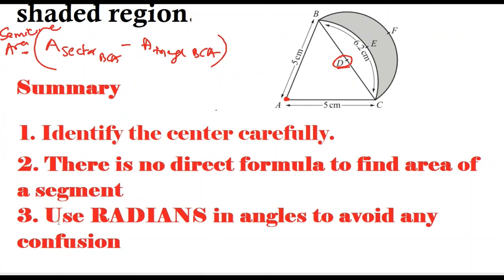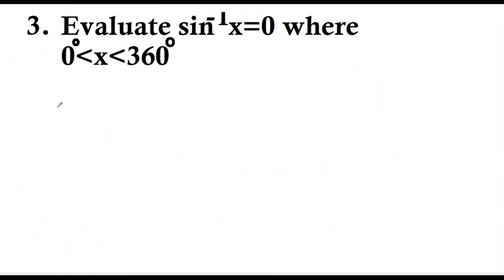First and second I talked about, but number 3, use radians for angles to avoid any confusion. Never use degrees in circular measure. Whenever ratios like sine and cos are involved, there's no problem in using degrees, but it will affect the other formulas or calculations. So never use degrees in circular measure.